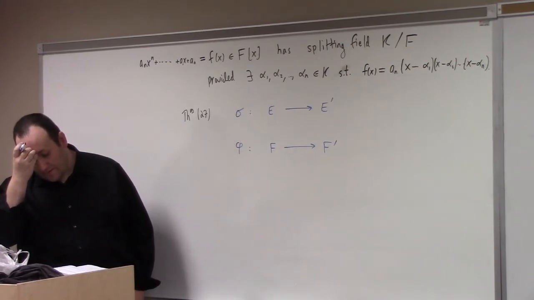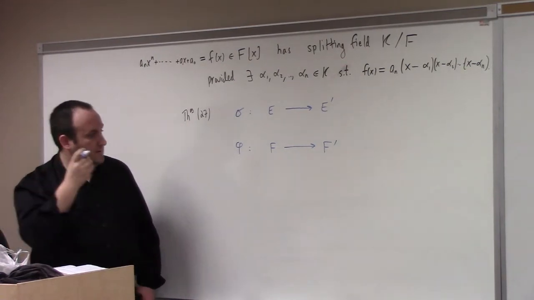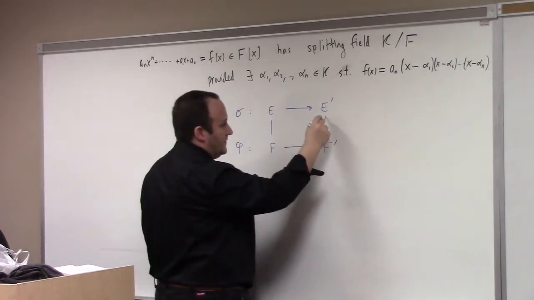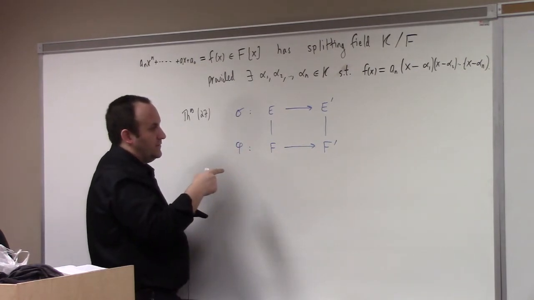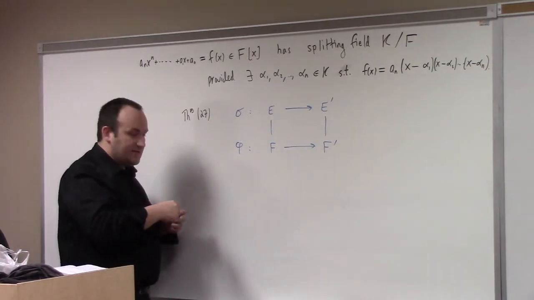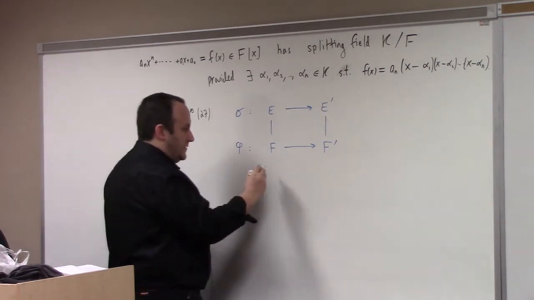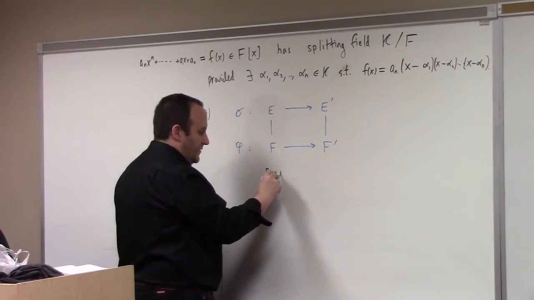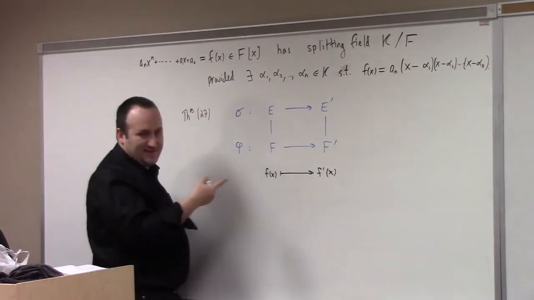Both are isomorphisms. What's given in the theorem is the isomorphism of the base fields, and E and E prime are splitting fields, with respect to the natural isomorphism between the bases. That natural isomorphism we talked about in a previous lecture, right? We take f of x and map it to what we called f prime of x, although that's not the derivative.